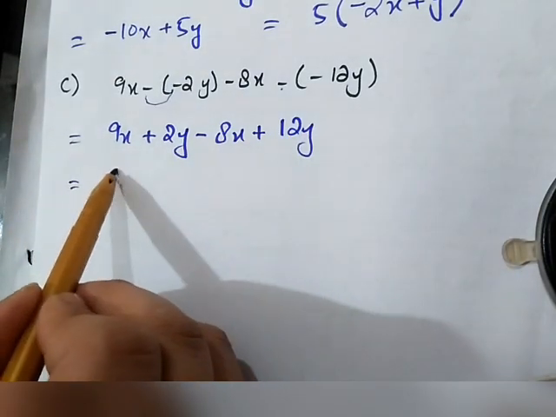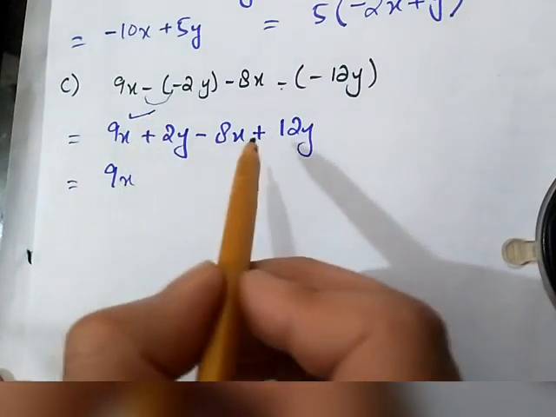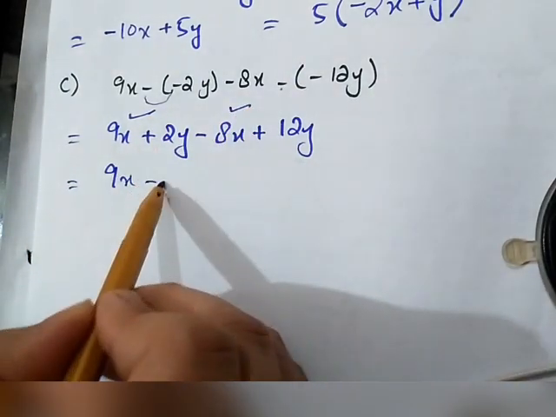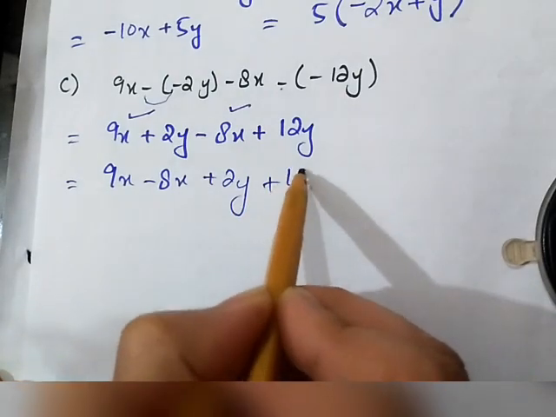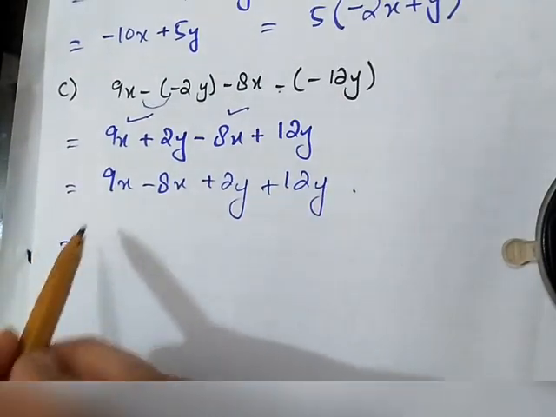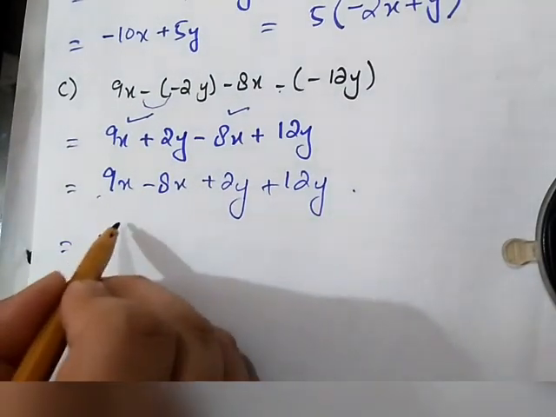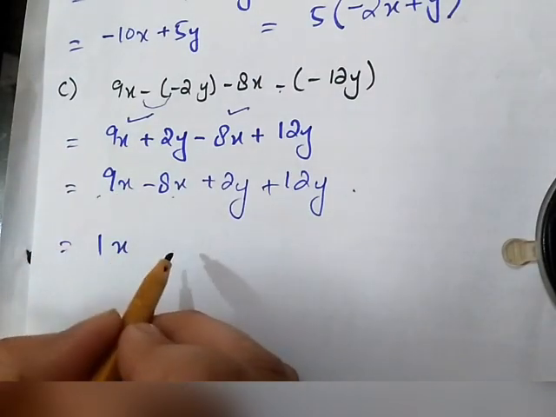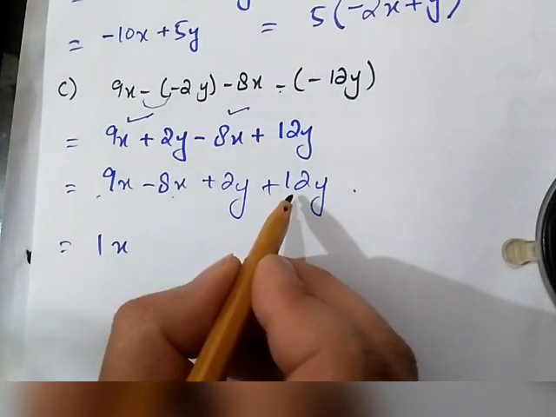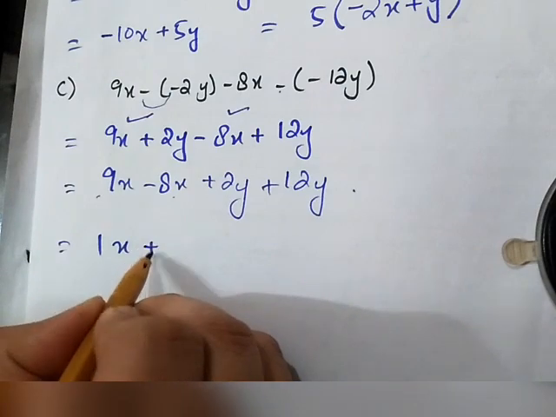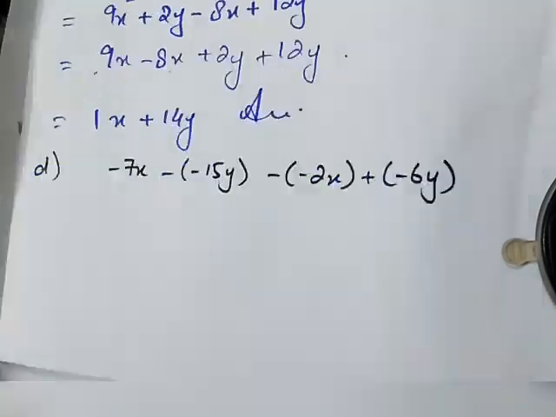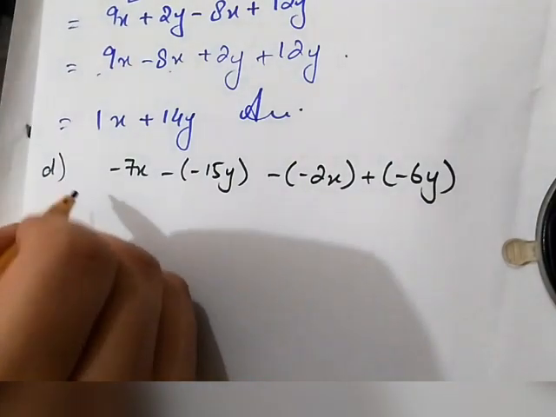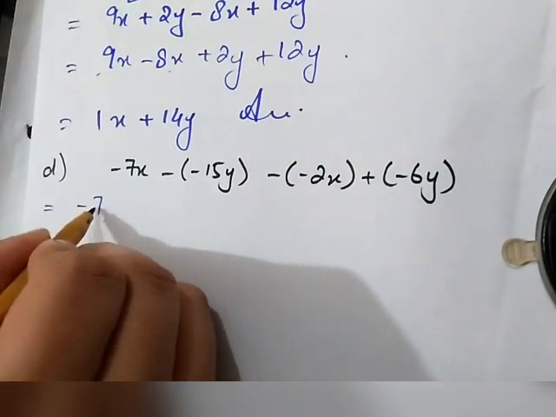Now arrange the terms of the same variable, 9x, and what is the other x term? Minus 8x, plus 2y and plus 12y. Now 9 minus 8, 1. What is the variable? X, plus 2 plus 12, 14y. That is your answer.